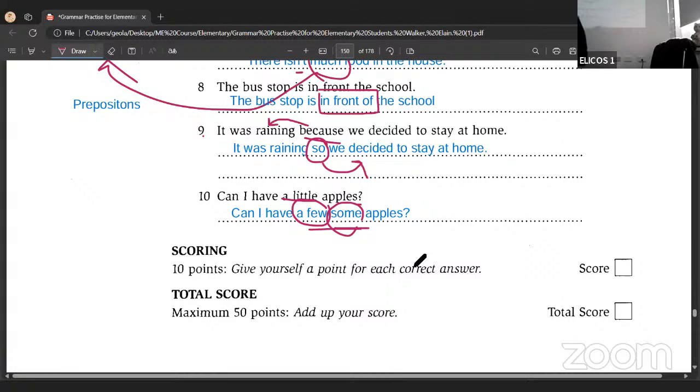Okay, so how did you go with all of the grammar that we have learnt? That was the test that we did. I hope you did well.